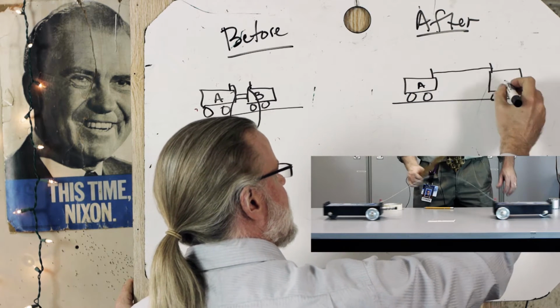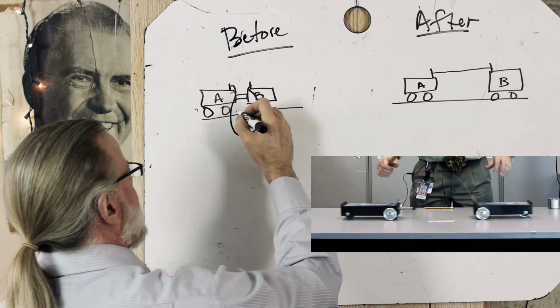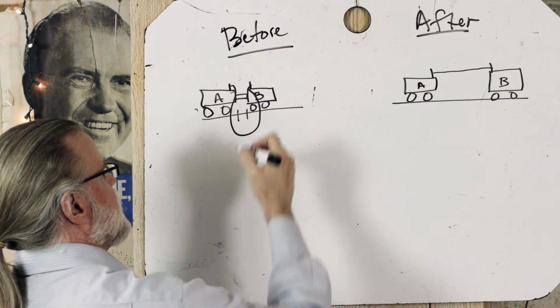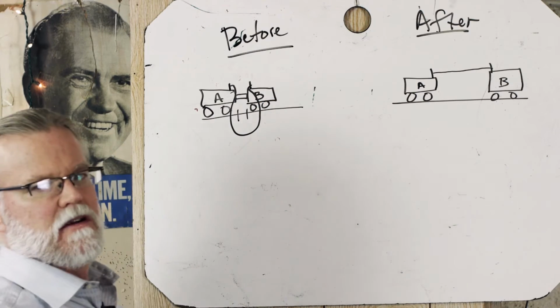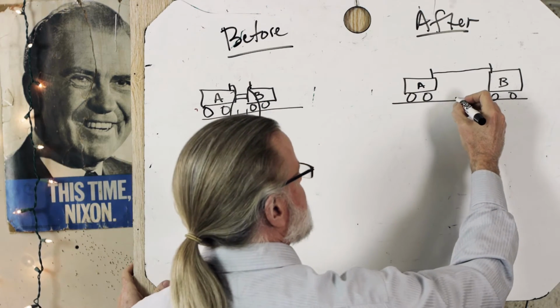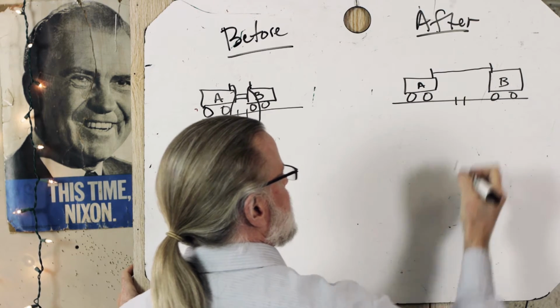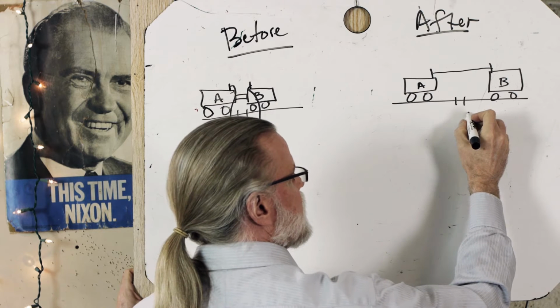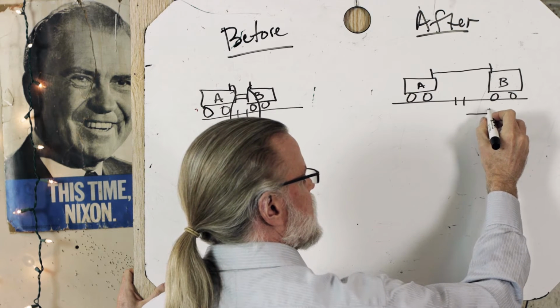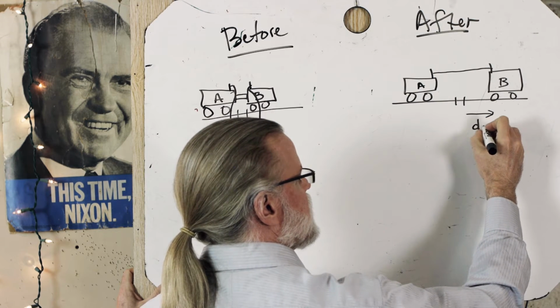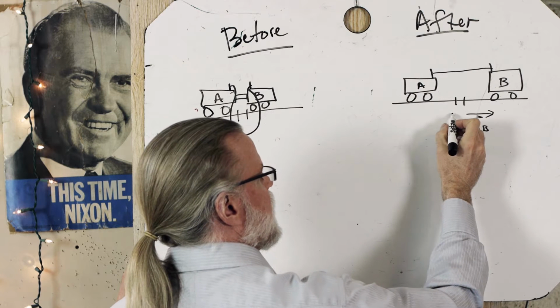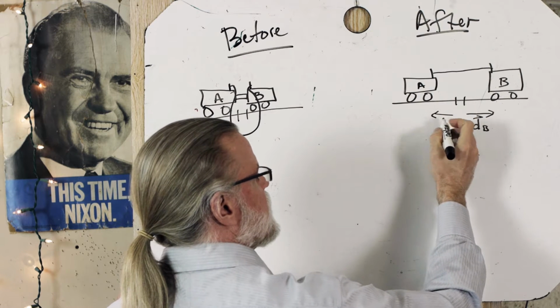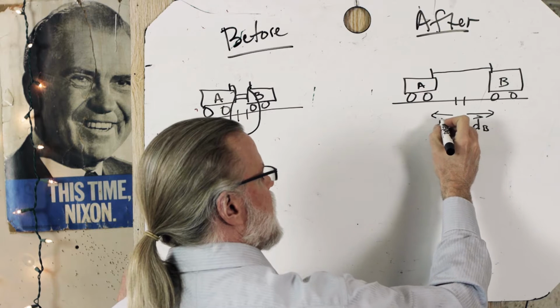So here's cart A and cart B. And the fronts of the carts maybe started like that. Here was where the front of each cart was. And this one goes a displacement B, and this one goes a displacement A.